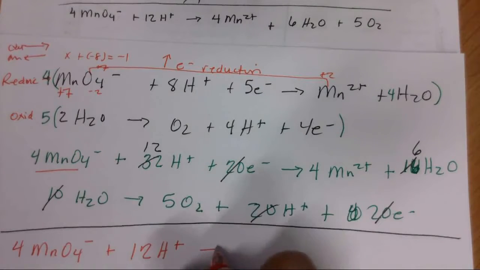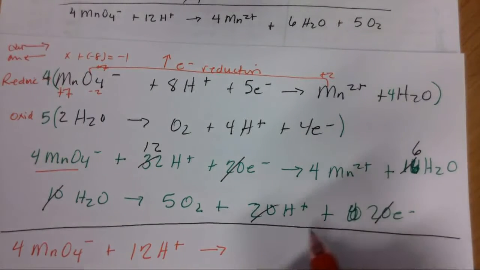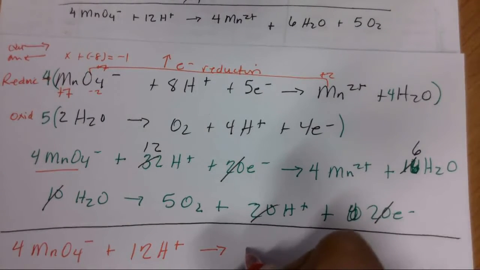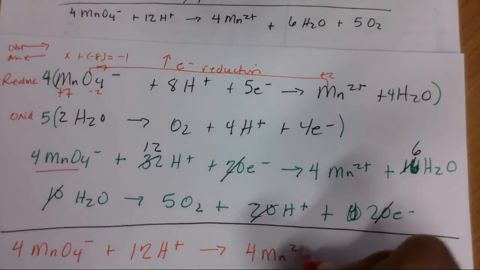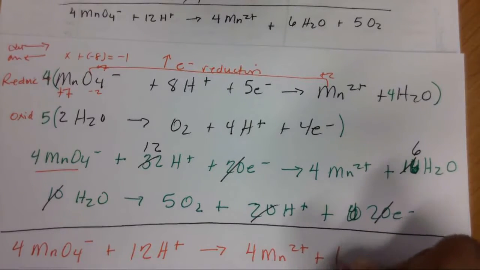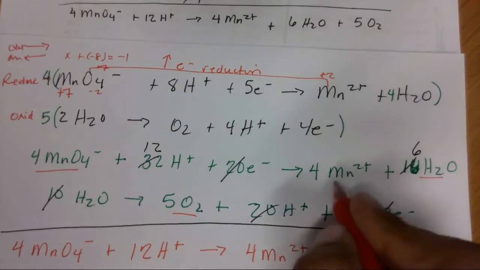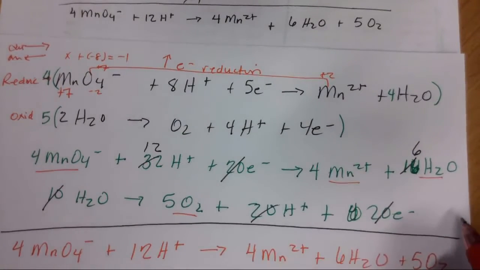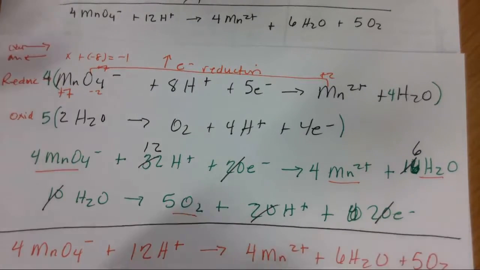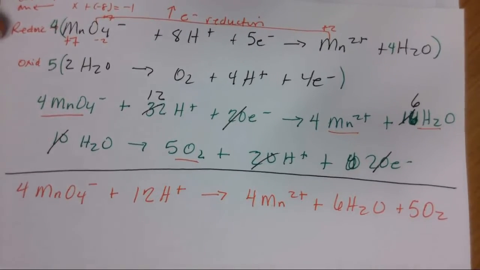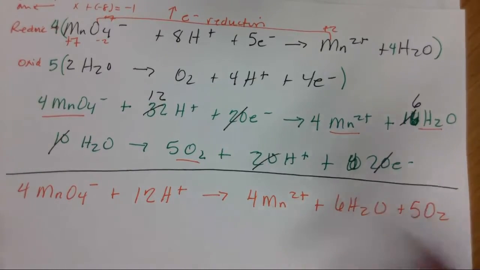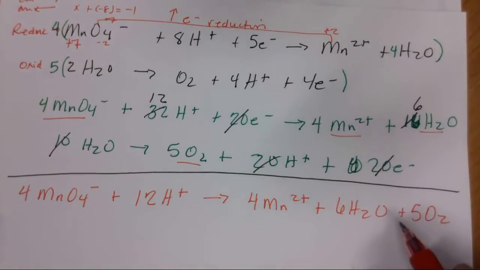So now I can say, to form, what are my products up here? I've got 4 Mn2 plus, 6 waters, and then what do I have left here? I've got 5 O2. I should have been underlining these and I wasn't as I went through. That's how you would go through that in a slower way. But if you were really going to write it all out, this is what you do.